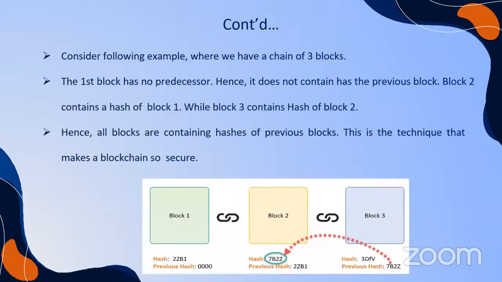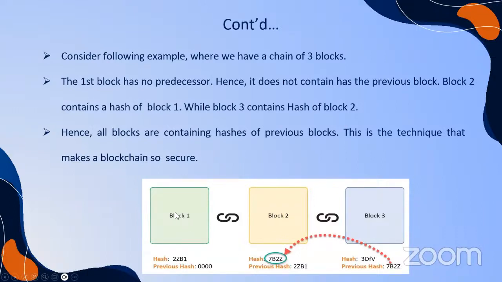Here we have discussed a basic example of a chain of 3 blocks. The first block has no predecessor, so it does not contain the hash of a previous block. That means this is a genesis block. The first block is always called the genesis block. Block 2 contains the hash of block 1, and block 3 contains the hash of block 2.